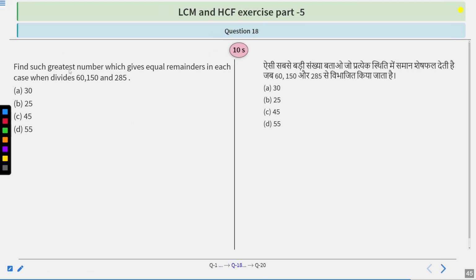Find such greatest number which gives equal remainders in each case when divide 60, 150 and 285. And options are 30, 25, 45 and 55. These are the options.